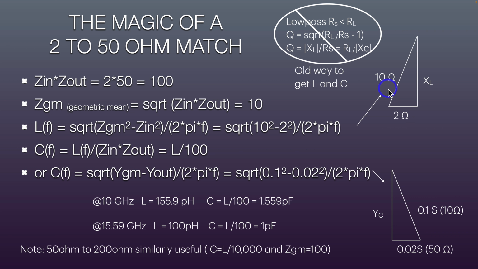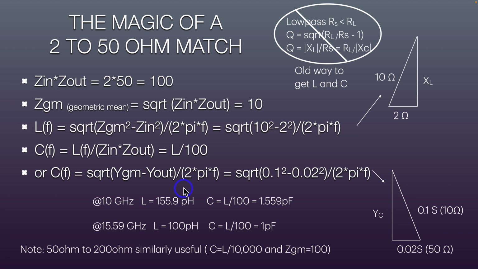So again, this is just a right triangle calculation for the reactance of L. Now it turns out that from that you can just divide that by 100, and for the 2 to 50 ohm case you can divide that by 100, or the Z in times Z out, and get your capacitance value. It is possible to calculate the C at a given frequency in a similar fashion to what we did for the L, which is just the admittance plane instead of the impedance plane.